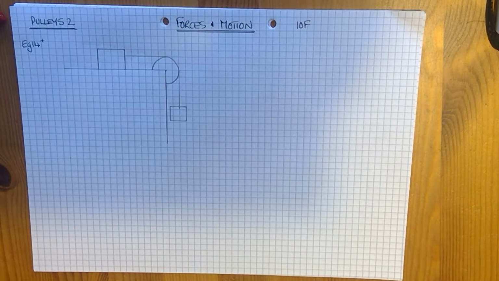Forces in Motion, Chapter 10. This relates to the second half of exercise 10F. There are two pulley systems you need to get used to. This is the second one.